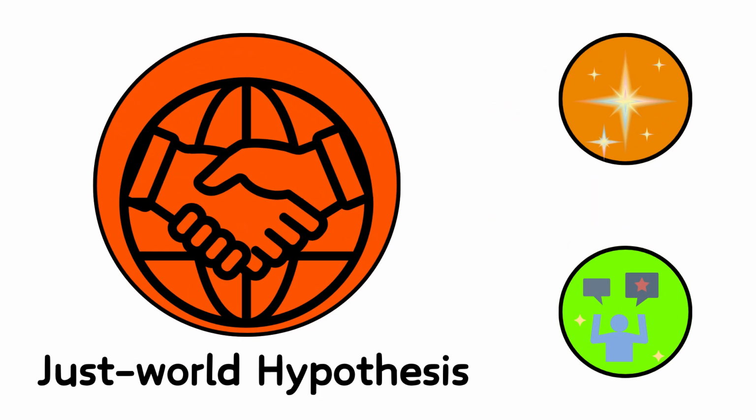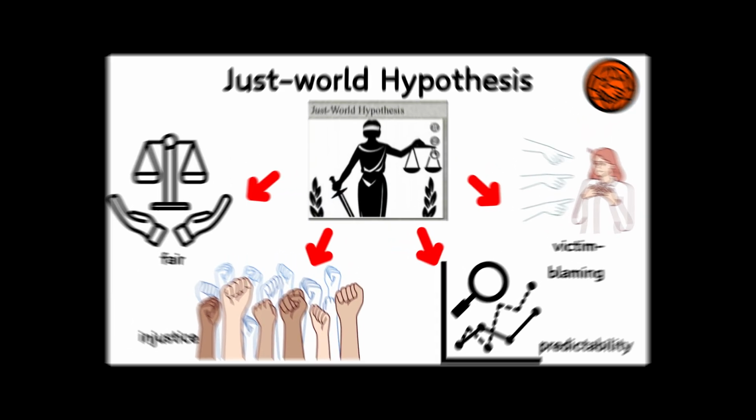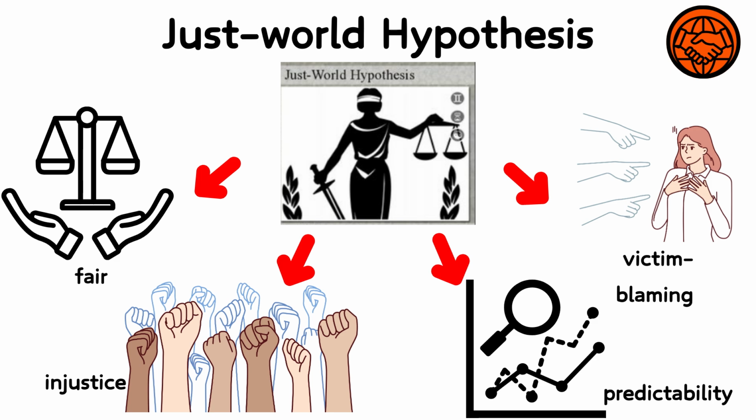Just world hypothesis. The just world hypothesis is a belief that the world is inherently fair, leading people to rationalize or dismiss injustices that don't fit this narrative. This bias can cause individuals to believe that everyone gets what they deserve, which helps to maintain a sense of predictability and control in life. However, this belief can lead to victim blaming and a lack of empathy, as people may assume that those who suffer misfortunes must have done something to deserve them.